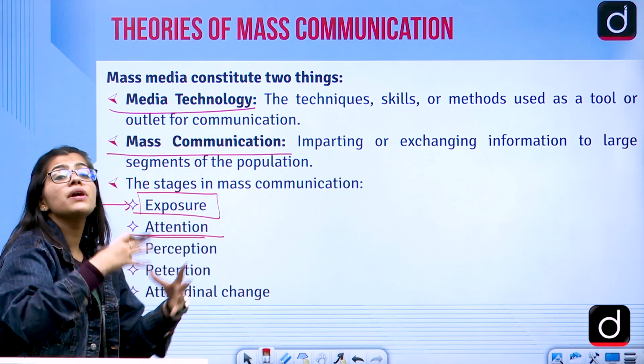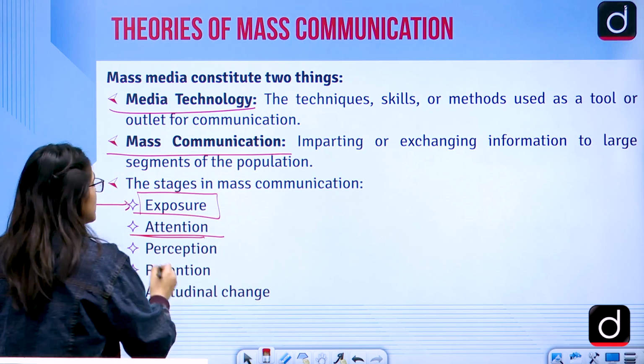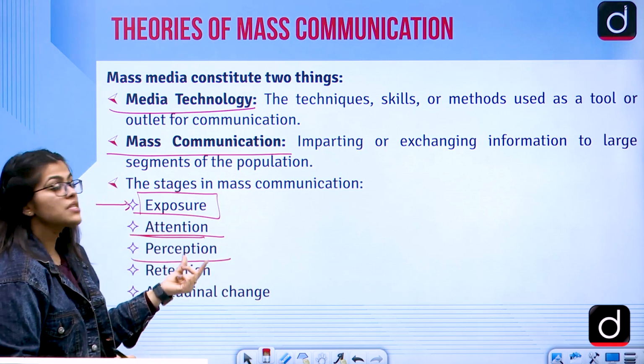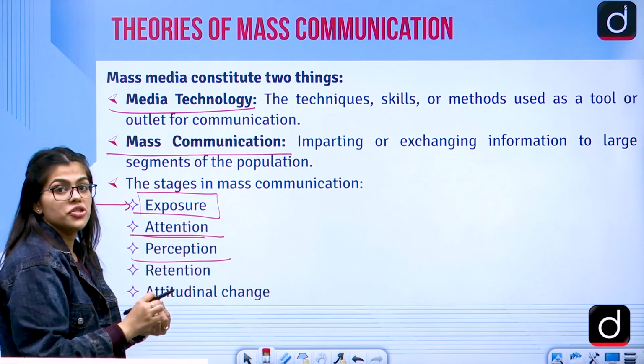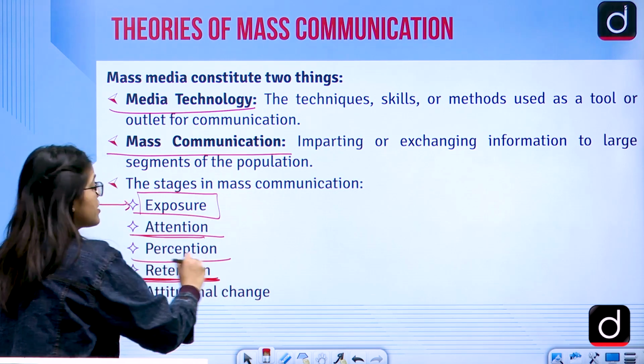Then you form a perception related to it. Now there is selective perception, selective exposure, and selective attention. All of these words are important. Then you have selective retention also.